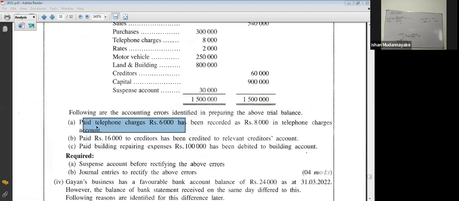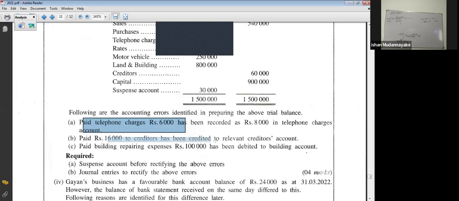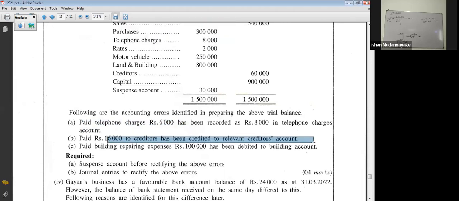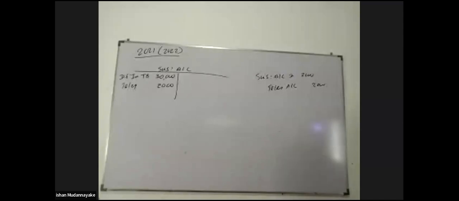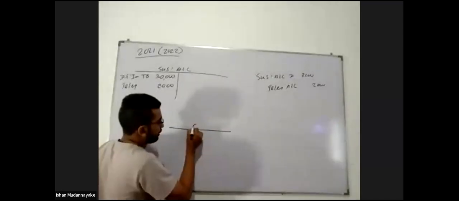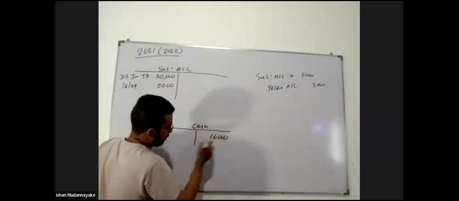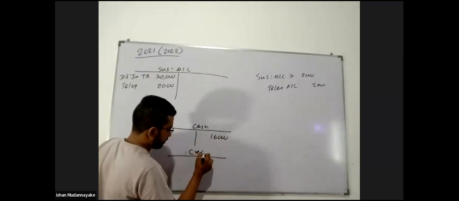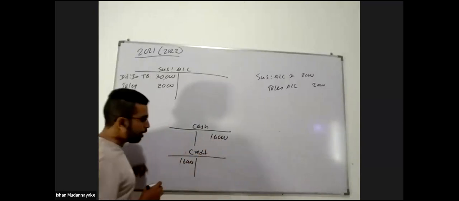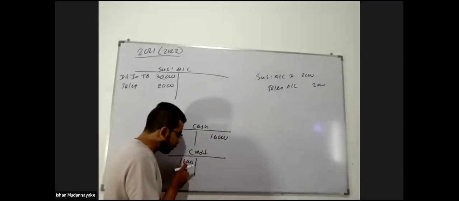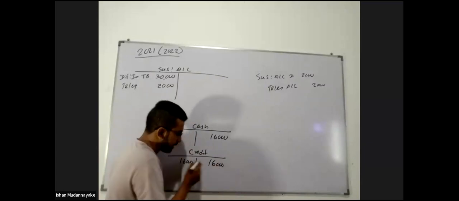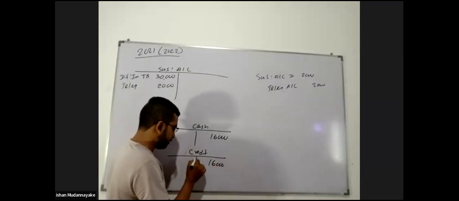B. Paid 16,000 to creditors, has been credited to the relevant creditors account. Now, if the business paid 16,000 to creditors, what's the double entry? Cash credit 16,000, creditors account debit 16,000. But what have they done? This 16,000, they have credited to creditors account. Creditors account credit, that's what they have done.